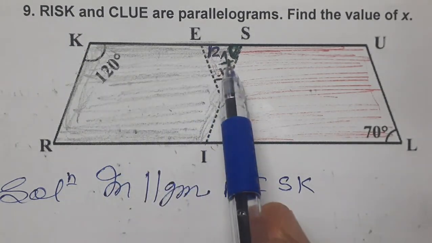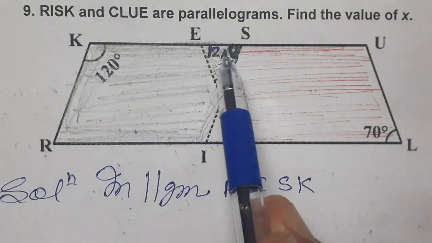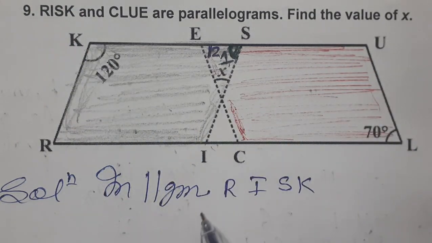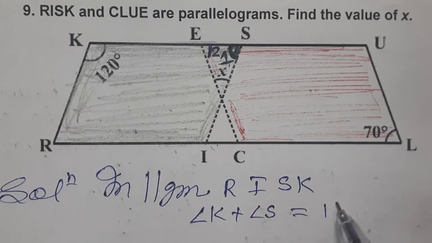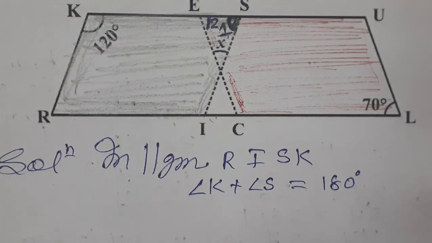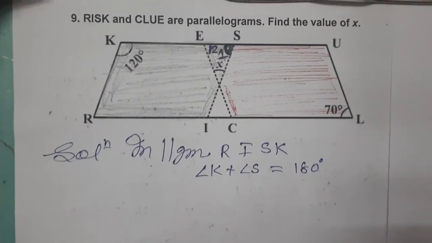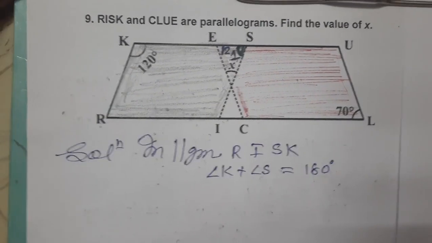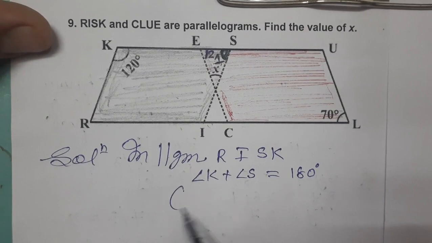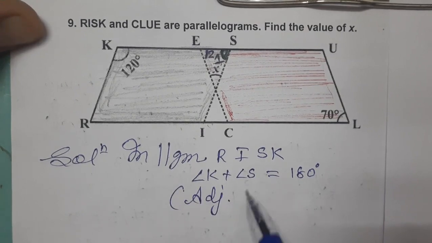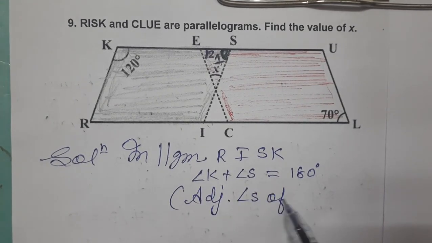The two adjacent angles are supplementary. So angle K plus angle S equals 180 degree. Adjacent angles of parallelogram are supplementary. We'll write the reason: adjacent angles of parallelogram are supplementary.